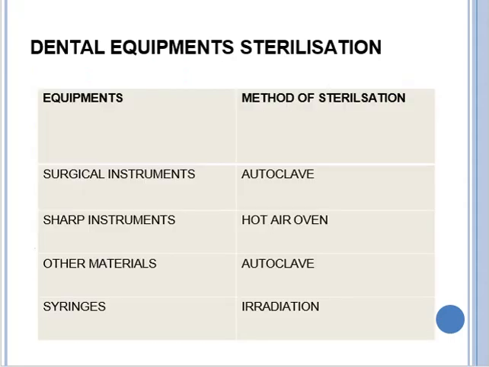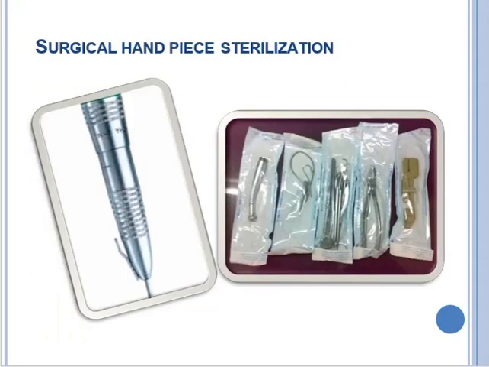Next comes the dental equipment which can be sterilized through ionizing radiation: surgical instruments, sharp instruments, other materials, syringes. Surgical instruments and sharp instruments can be sterilized through the hot air oven. The other materials, including different instruments and syringes, through irradiation, that is X-rays. Surgical handpiece sterilization through gamma rays and autoclave sterilization.